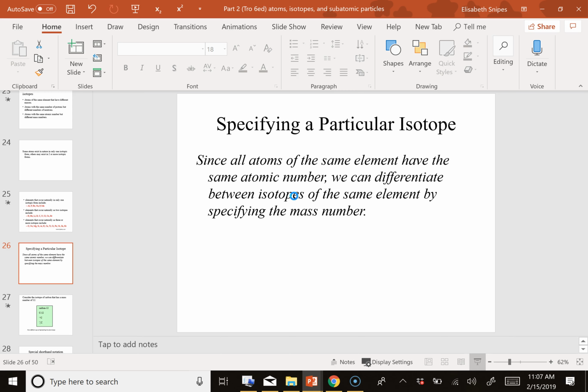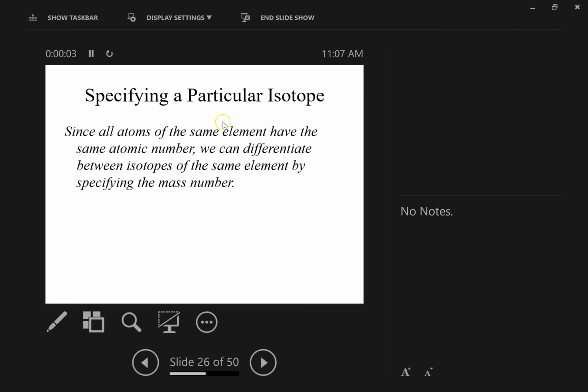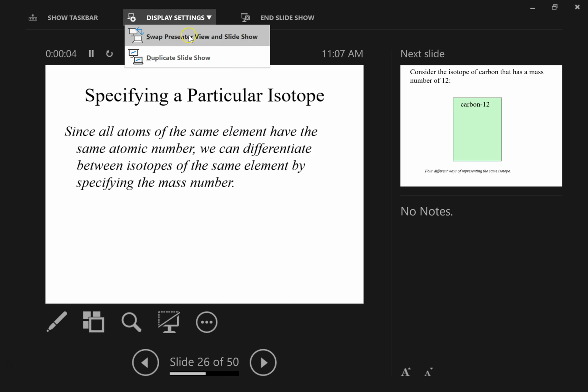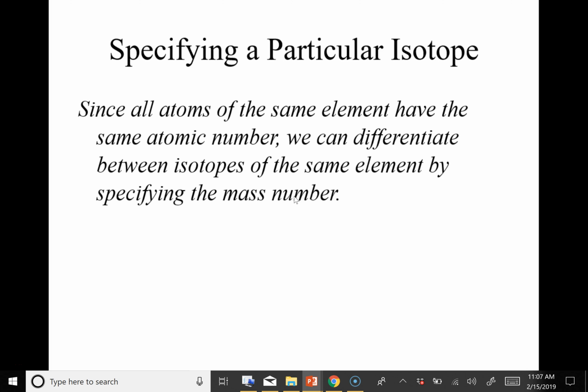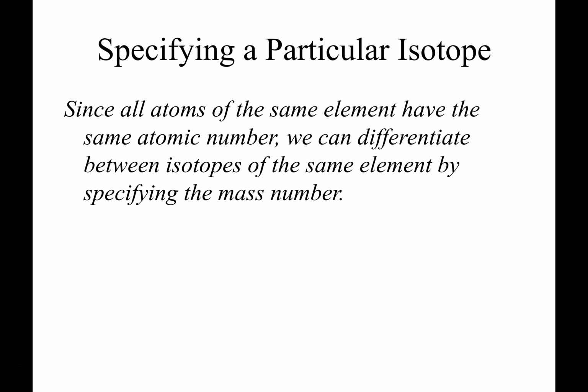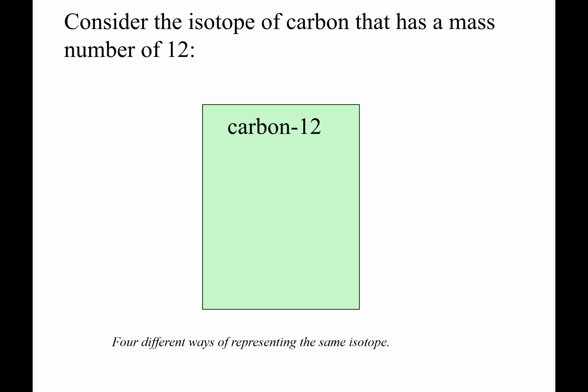So, like with iron, you've got 7 different versions of iron. They all have 26 protons in their nuclei, but they have different numbers of neutrons. So we need to be able to specify which isotopic form we're dealing with. So how do we do that? Well, all we have to do is say the mass number, because the mass number tells the number of neutrons there are. So for instance, one isotopic form of carbon is one that has a mass number of 12. So we would call it carbon 12 like that.